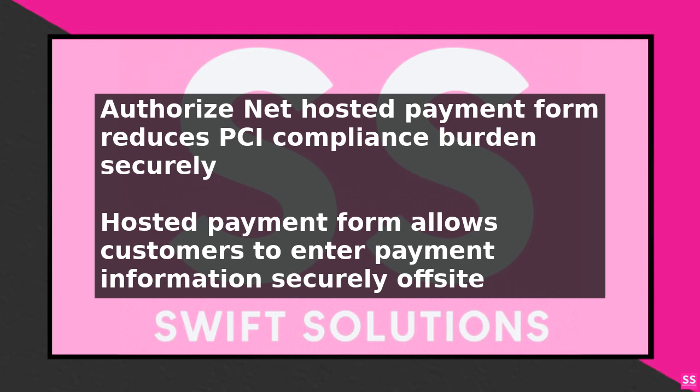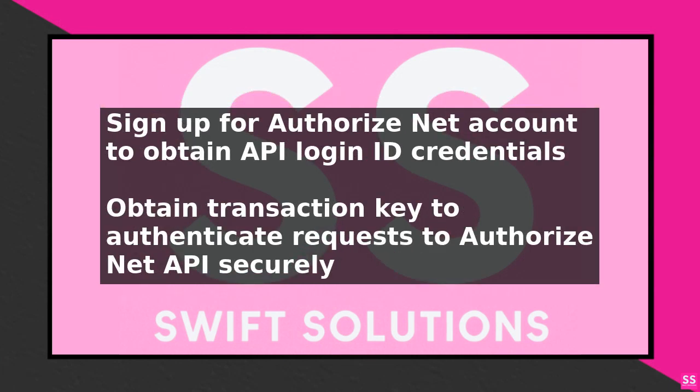Next, sign up for an Authorize Net account and obtain an API login ID and transaction key. These credentials will be used to authenticate your requests to the Authorize Net API. Once you have your credentials, you can begin to set up your hosted payment form.